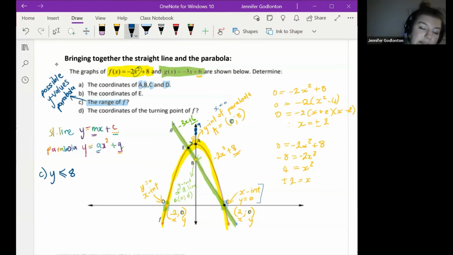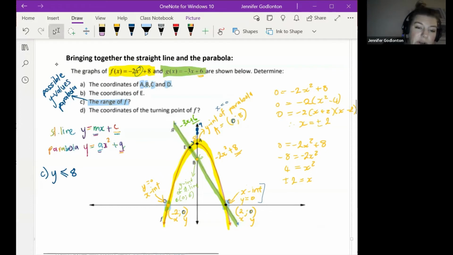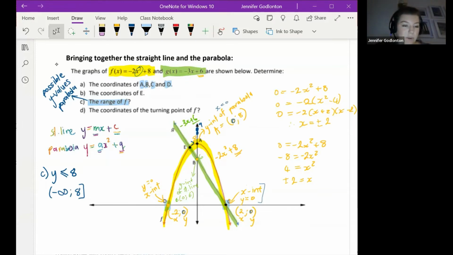Or some of your teachers would have taught you as negative infinity to 8. Some of you may have been taught it that way. It's also totally fine to write it like that. But basically, we're just saying that y has to be 8 or less. Otherwise, my parabola doesn't exist. My parabola, it's not there. It doesn't have a value. Okay.